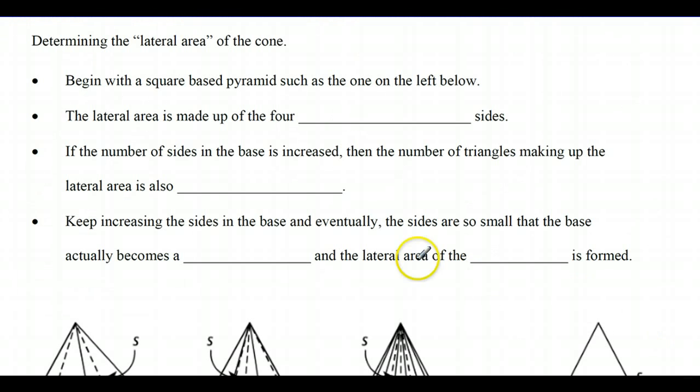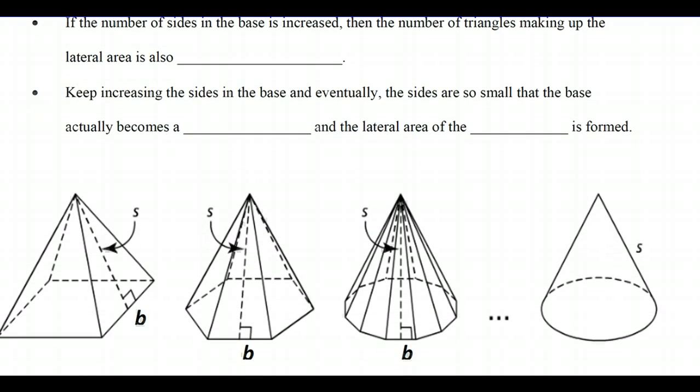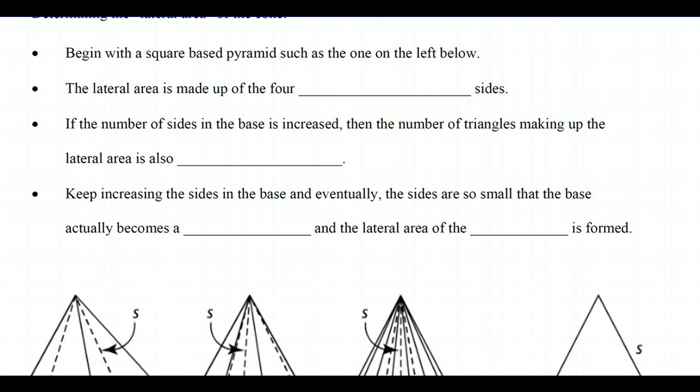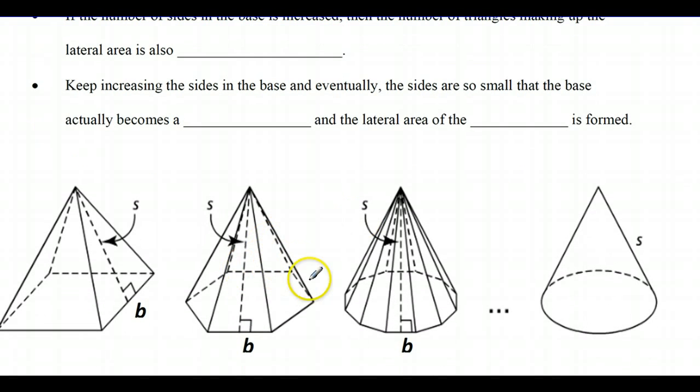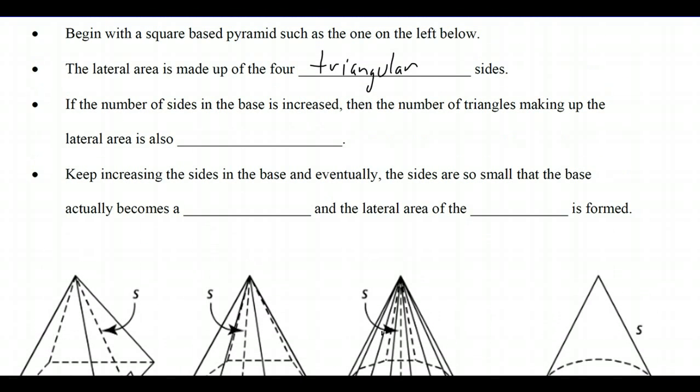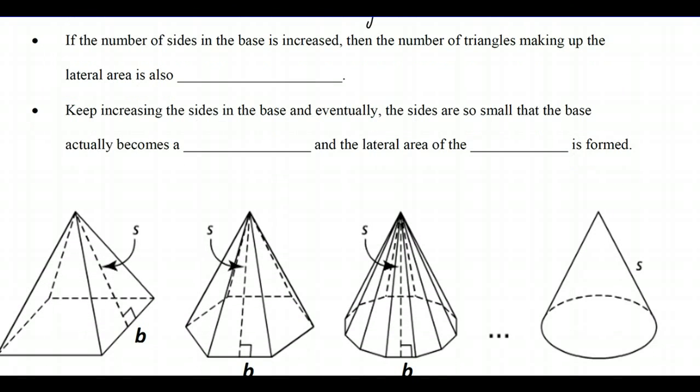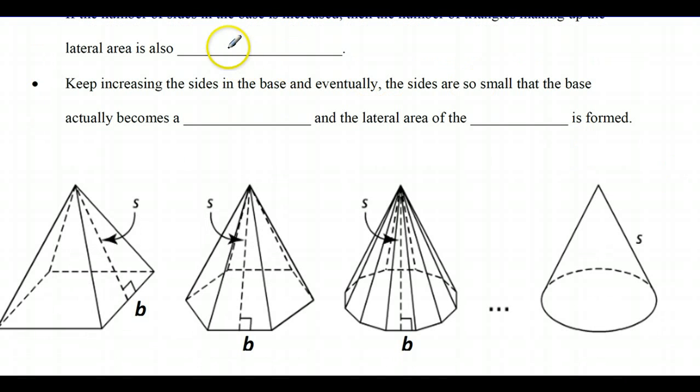Where does it come from? How do we get the lateral area of the cone? If we start with a square-based pyramid, such as the one on the far left below, then the lateral area is made up of 4 triangular sides. If we go to 6 sides, now we have 6 triangular sides making up the lateral area. So if the number of sides in the base is increased, then the number of triangles making up the lateral area is also increased.